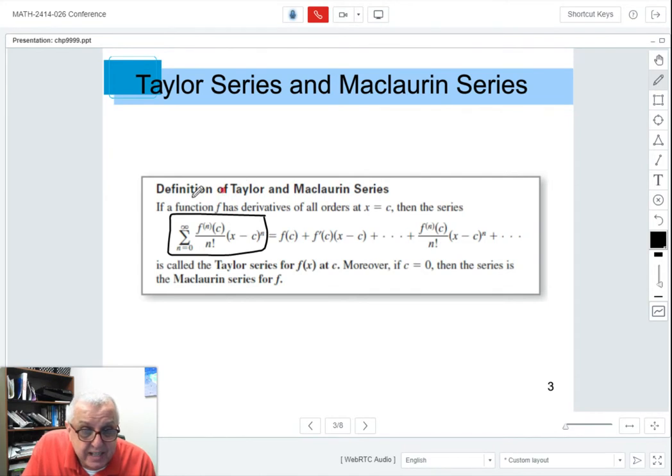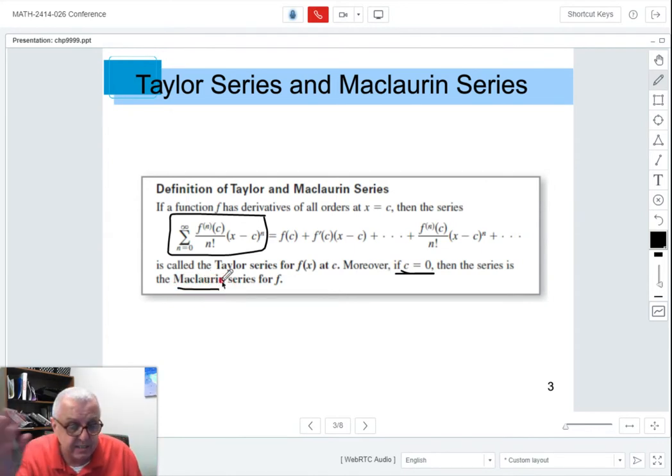this is called the Taylor series. However, do you see the notation? If c equals 0 in the notation, then it's called the Maclaurin series. So the Taylor series, c is something other than 0. But if c is 0, then it's called the Maclaurin series. And that's what I want to look at first, a Maclaurin series problem.